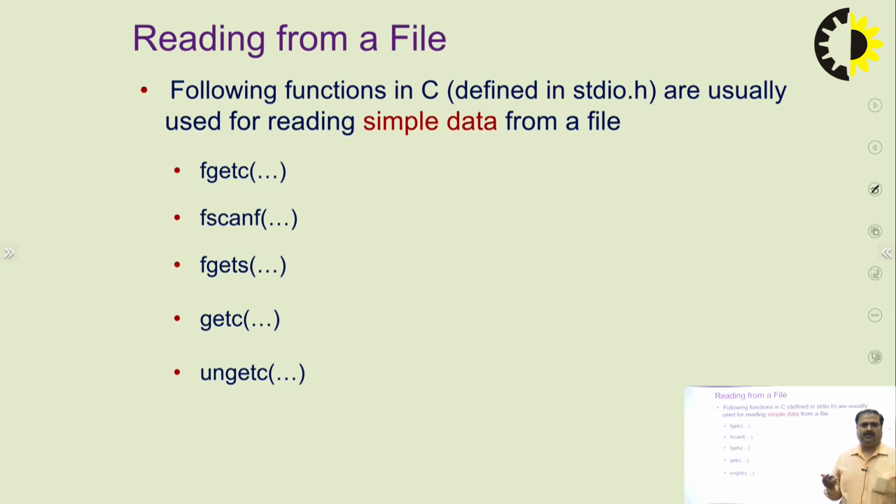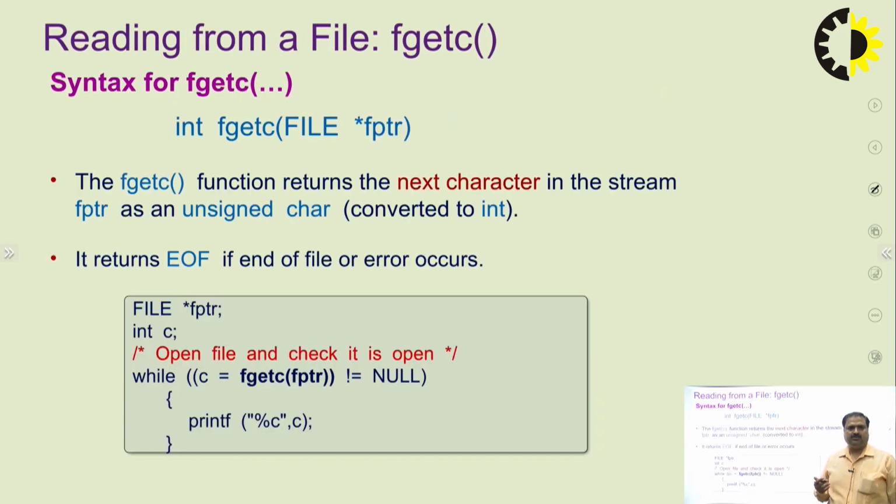Now for reading from the file, there are some functions like fgetc, fscanf, fgets, getc, ungetc. So these functions can be utilized. What is the benefit of using the fgetc function? fgetc is used to take one character from the file. So it reads one character at a time. Every time we need to remember to check whether the file is opened or not. And if that character is not null, that means some data is there, so that character we can utilize.